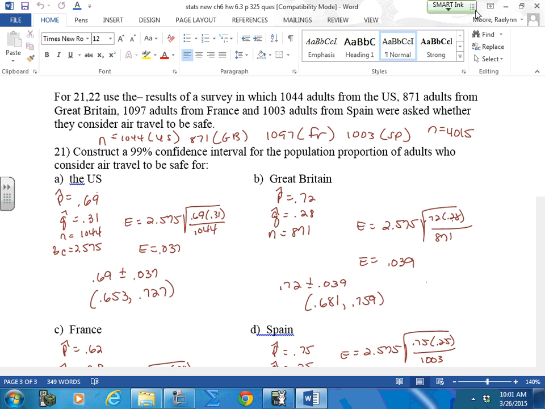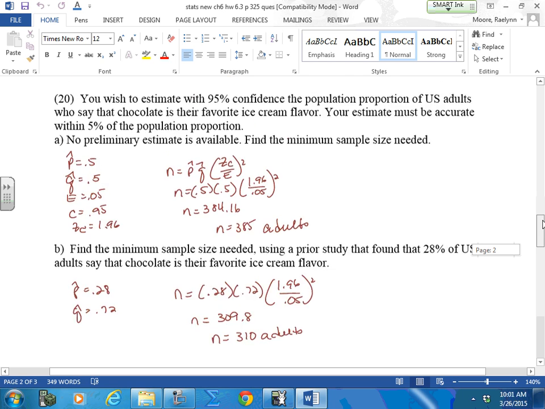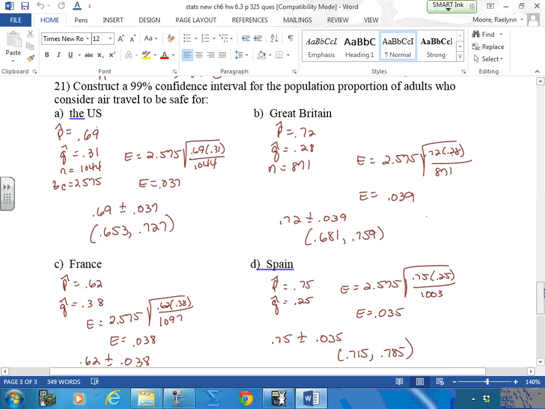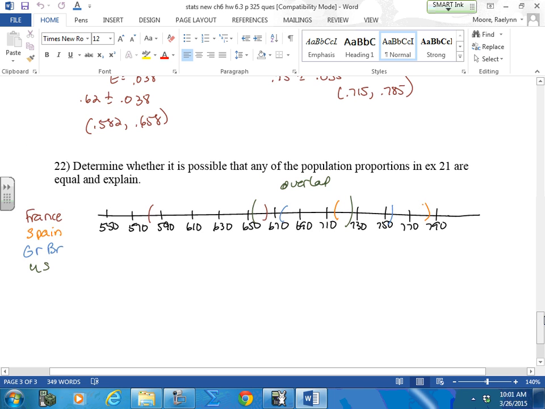69%, 72%, 62%. If you look at their p-hats, are they that different from all the different countries? Yeah, they're all pretty much between 60 and 70, between 62 and 75%. They're all fairly in a good zone. So their intervals, because all their ns were also pretty close, close to 1,000. Here's the big thing: when you compare them, there's a place where they overlap.